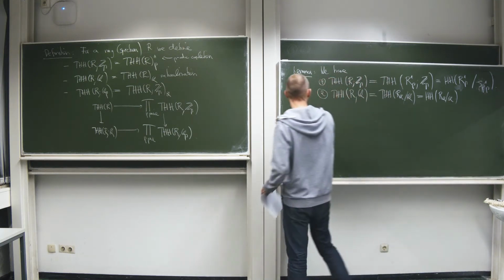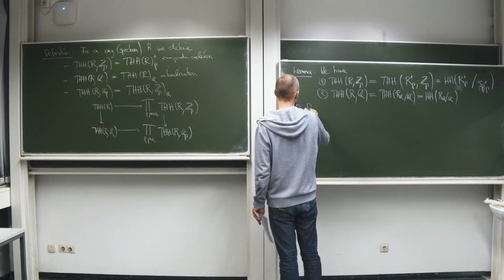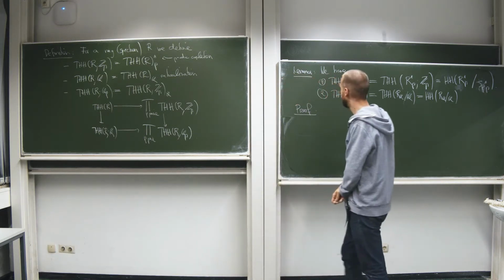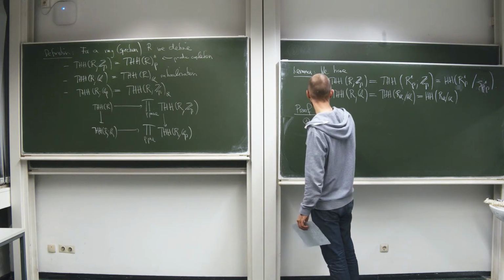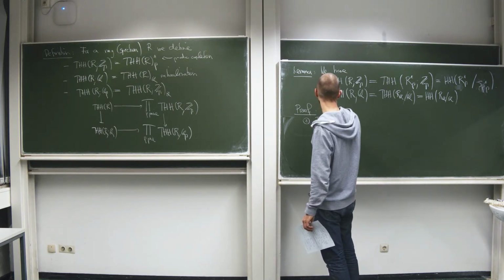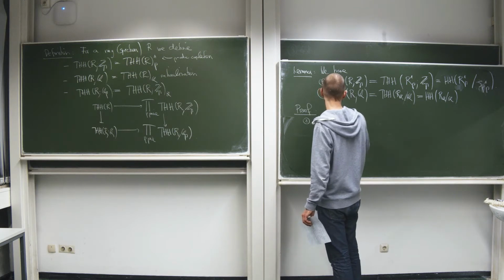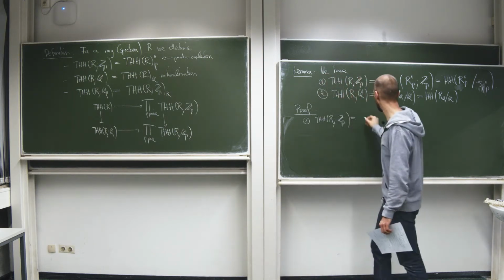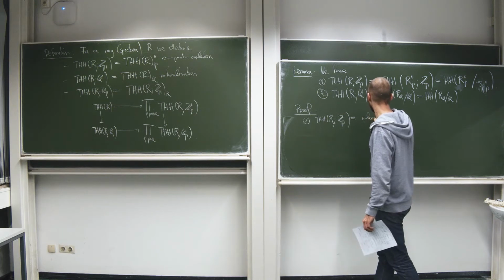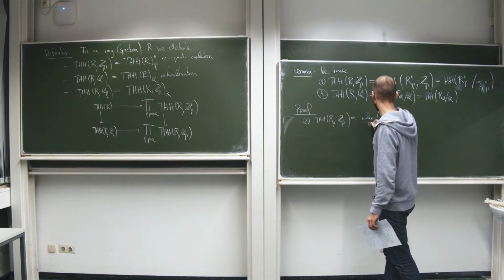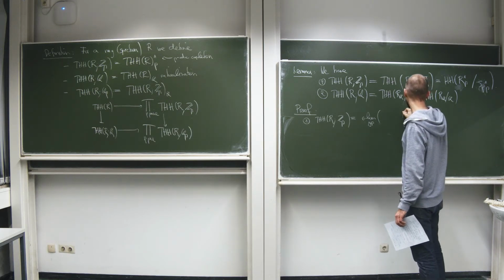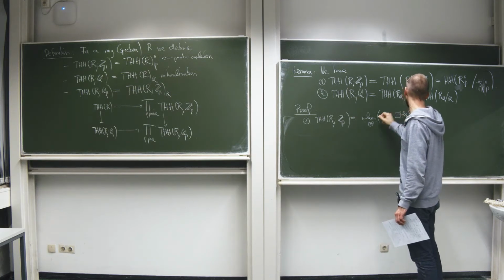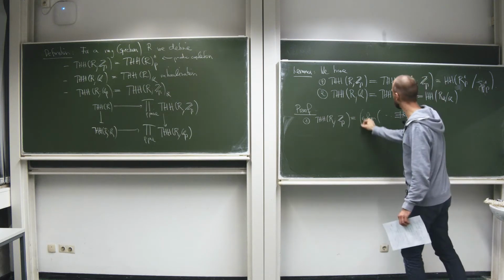Okay, how do we see that? For the first statement, you basically just expand what the definition is. THH of R with coefficients in V_p is just the colimit of the cyclic bar construction. So R, then R tensor R over the sphere, three copies, and so on. And then on the outside we p-complete.